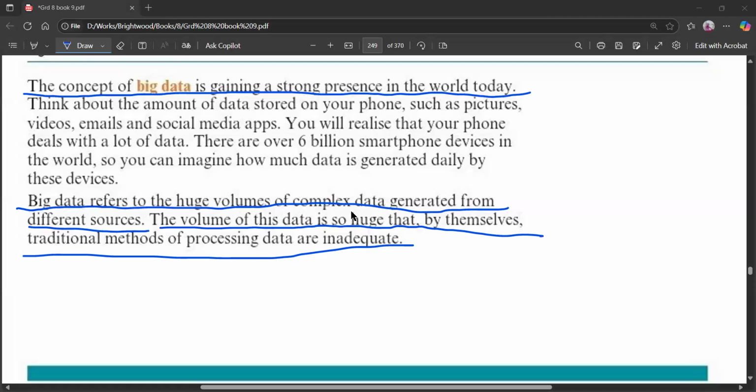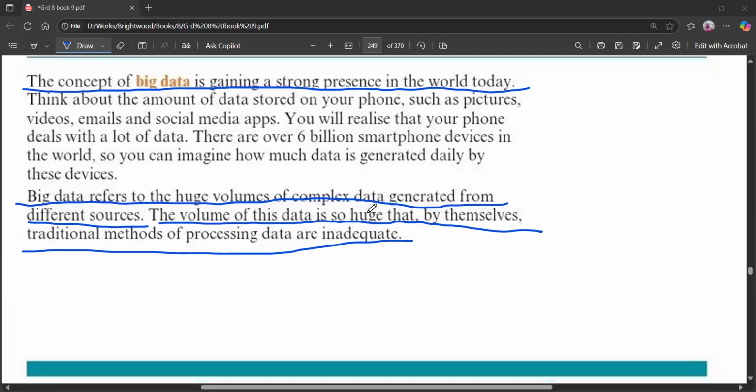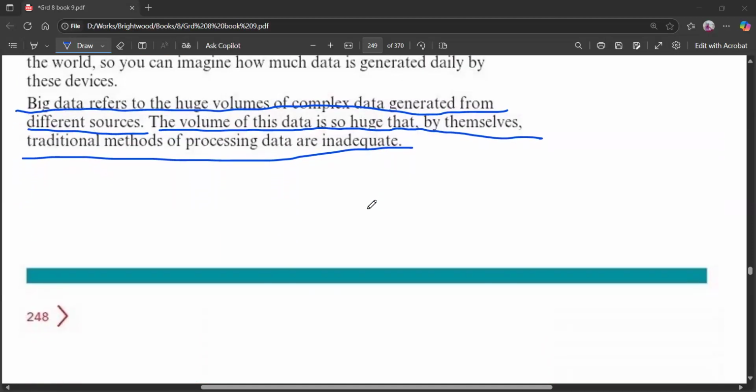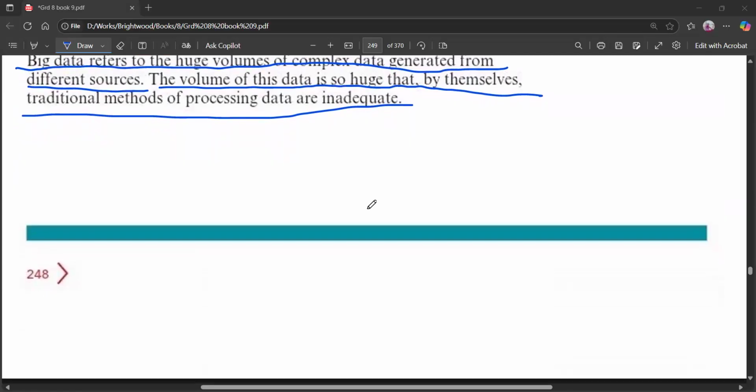Okay, so big data refers to huge volumes of complex data generated from different sources. The volume of this data is so huge that traditional methods of processing data are inadequate. So we can write it like that. So that's the meaning of big data that you want to write. I believe you are writing this.